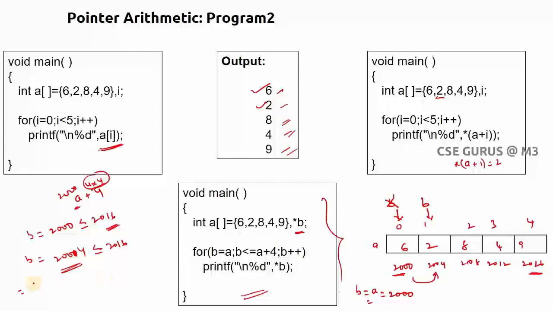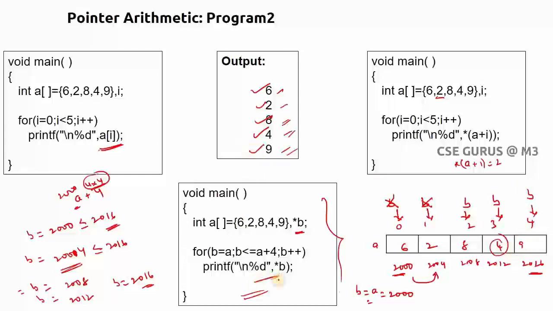Next b plus plus. b plus plus means what is the next b value? So 2000, the next address is 8. That means the position of b is changed to here. So that is what b plus plus. So now what is b? 2008. What is the value inside it? 8. So 8 will be printed. Next b plus plus. Of course condition also will be checked. So 2012. Now 2012 is less than or equals to 2016. Now what is b? Anyway position is changed. The value is 4. Next b value is 2016. So 2016 is less than or equals to 2016. Yes. So what is b value? Position changes. So value inside is 9.